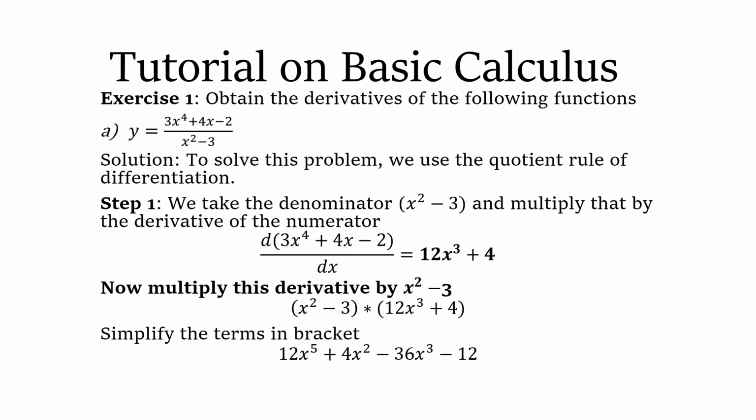Now, we have the numerator as 3x to the 4 plus 4x minus 2, right? That is the numerator. So we are now going to differentiate that, or take the derivative of that with respect to x, and then multiply the result by whatever is in the denominator. That is the first step. Once we are done with that first step, we write the answer. Now, let's look at this one.